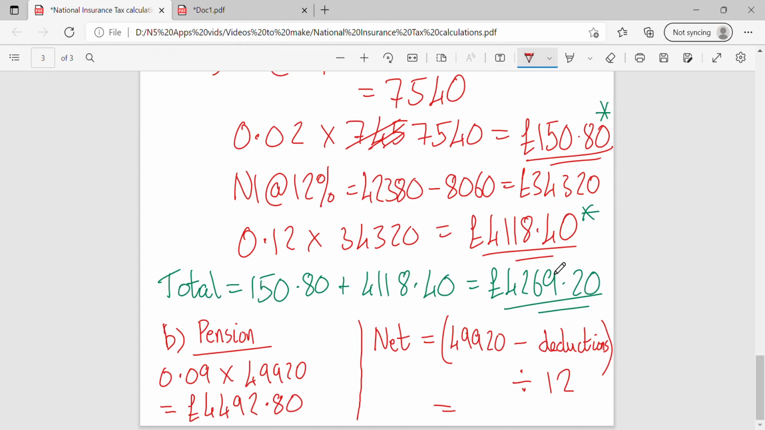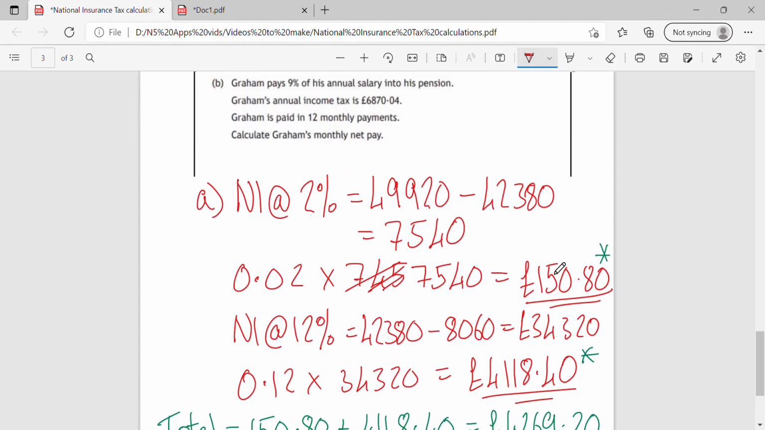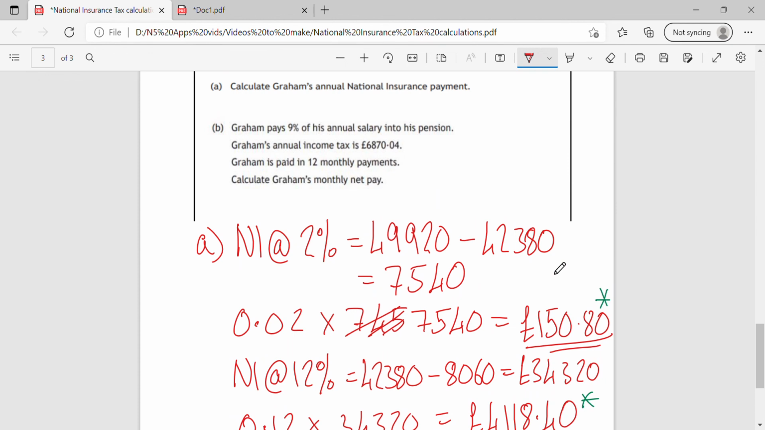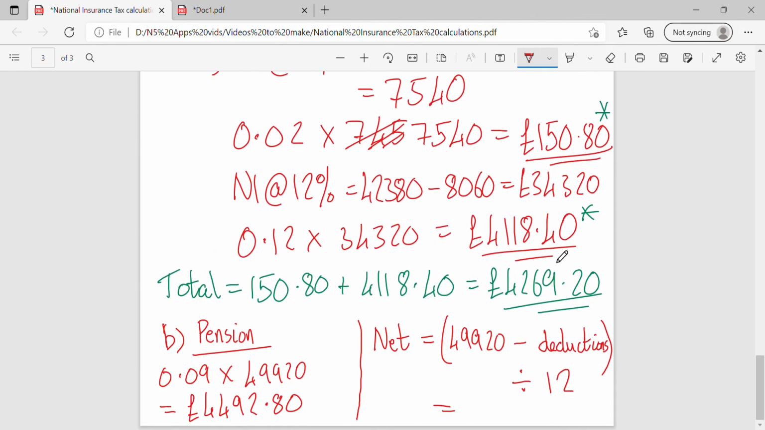and subtract off the income tax that they pay, which is £6,870.04. That gives me £34,287.96. Divide that by 12, so this person gets £2,857.33 each month. So for national insurance questions, there's quite a lot of working in some cases.